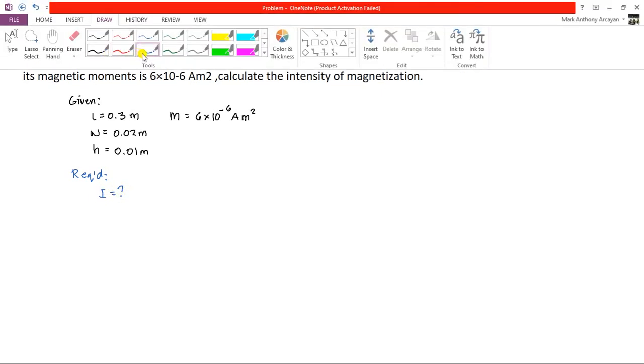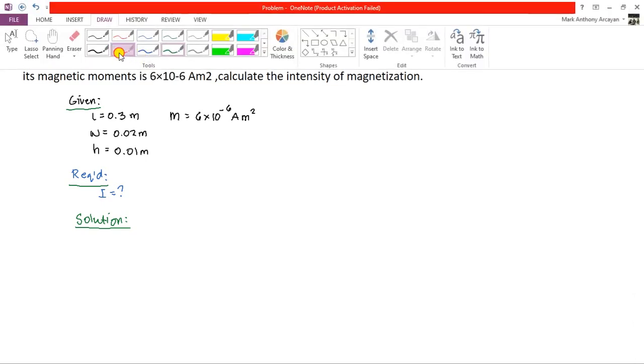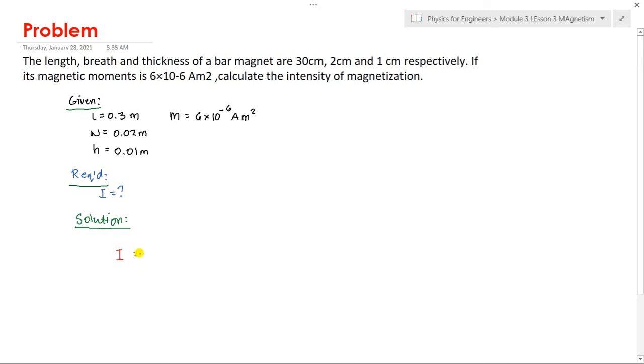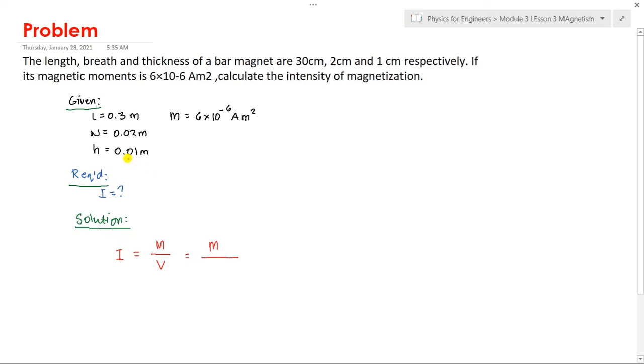In solving this, I already introduced the formula for the strength of a permanent magnet. Again, this formula only applies to permanent magnets, not to electromagnets, since an electromagnet has a different composition. So, the intensity of magnetization is equal to the ratio of the magnetic moment M over the volume of our permanent magnet. There is no exact value for volume, but we have some dimensions given, so we can derive it. Based on the given dimensions, what is the 3D shape of this permanent magnet?